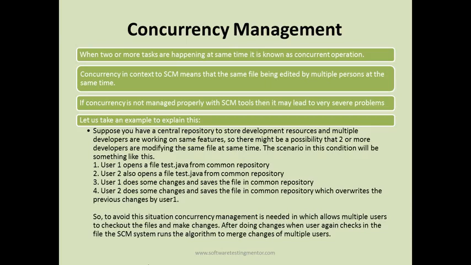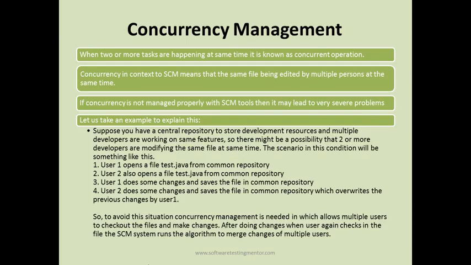So in order to handle such a situation, concurrency management is needed in software configuration management tools. Concurrency management allows multiple users to check out the files, make their changes, and then check the files back in, and then the software configuration management tool, instead of overwriting, merges the changes. So the algorithm run in software configuration management merges the changes of multiple users. It doesn't overwrite with the latter file, it just merges any changes made by user 1 and user 2.